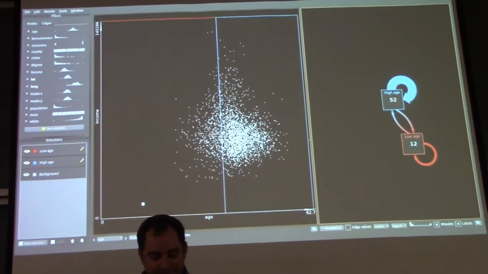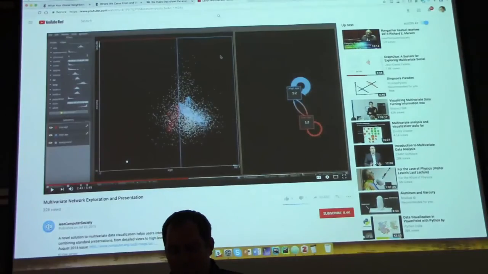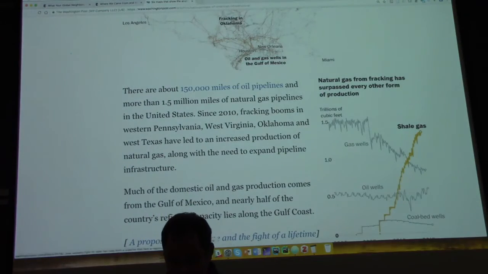Okay, so you get the idea. This is a super flexible system for data exploration. Of course, it's not something that you would give to an end user necessarily.